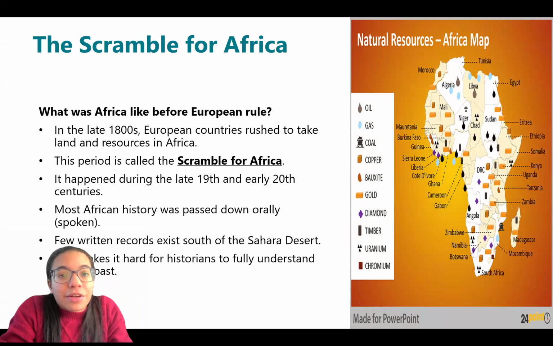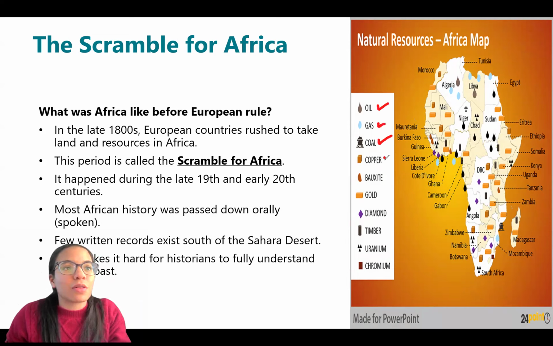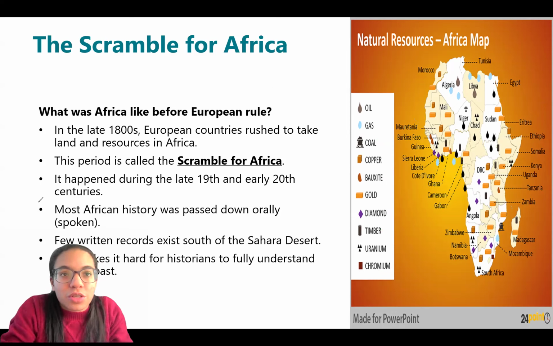So, in the late 1800s, Europeans rushed to take land and resources in Africa. And if you have a look at this map over here, you can see the resources that Africa has. Remember, I made that analogy about the bag of chips? So, Africa has a lot of chips. We've got oil, gas, coal, copper, bauxite, gold, diamond, timber, uranium, and chromium. And all of these things are needed to make manufactured goods.